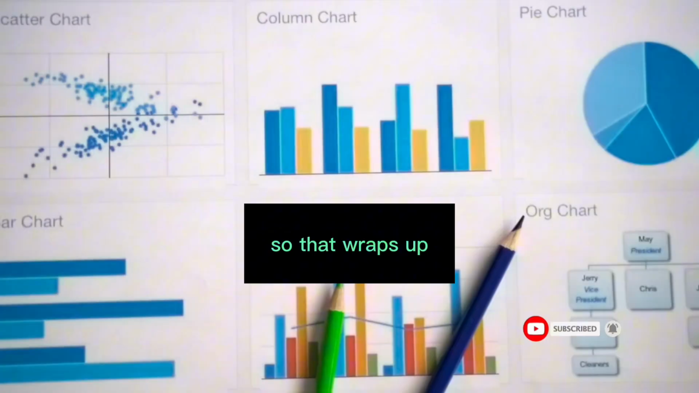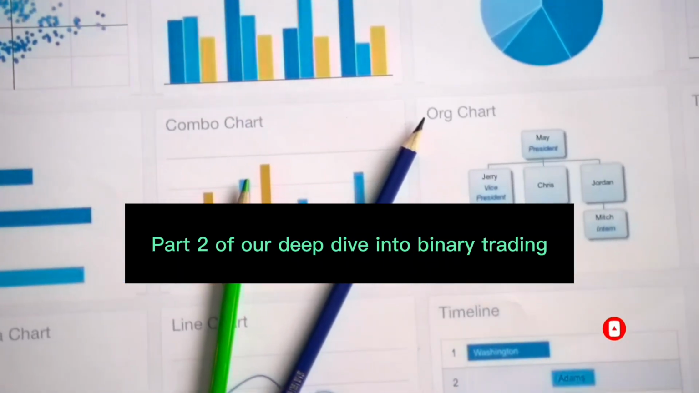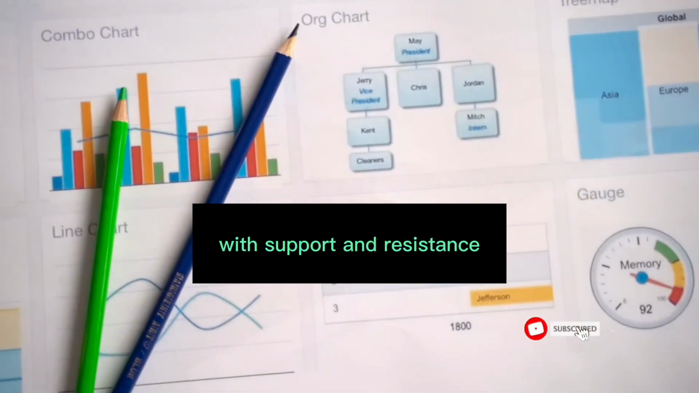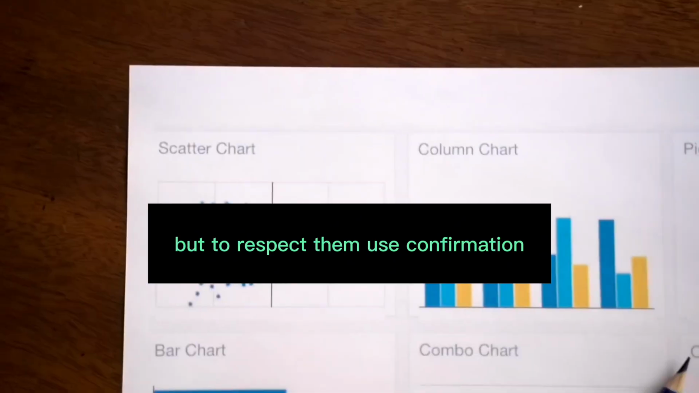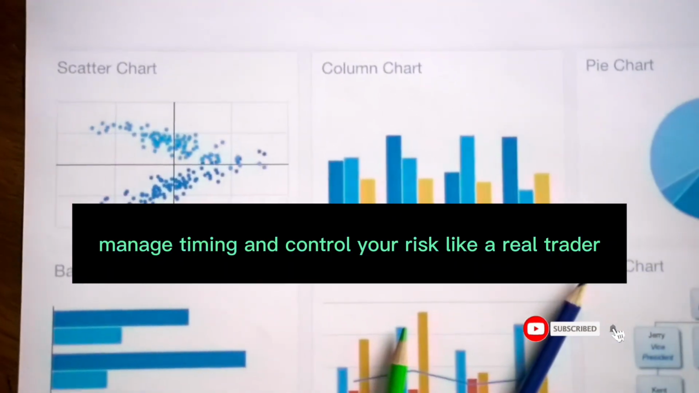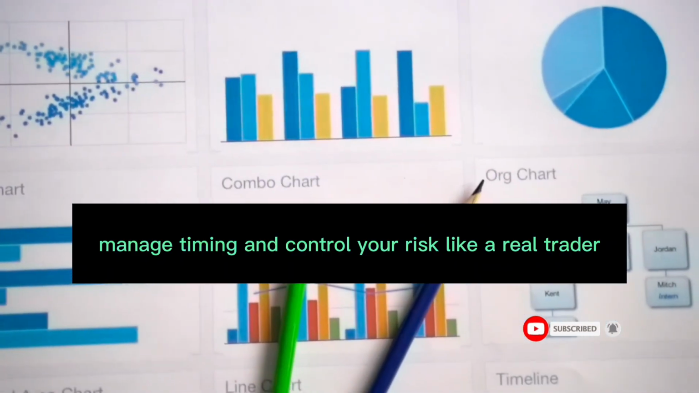So that wraps up part 2 of our deep dive into binary trading with support and resistance. You now have the tools not just to recognize price zones but to respect them, use confirmation, manage timing, and control your risk like a real trader.